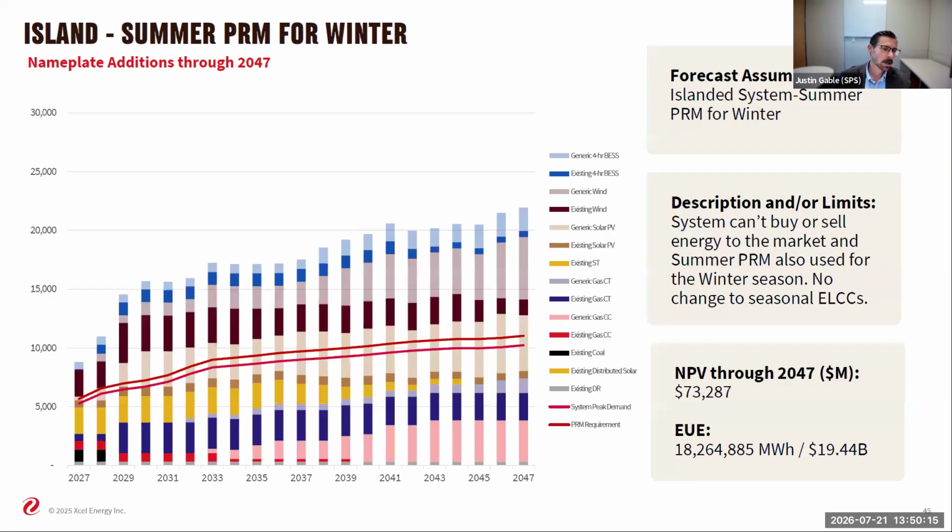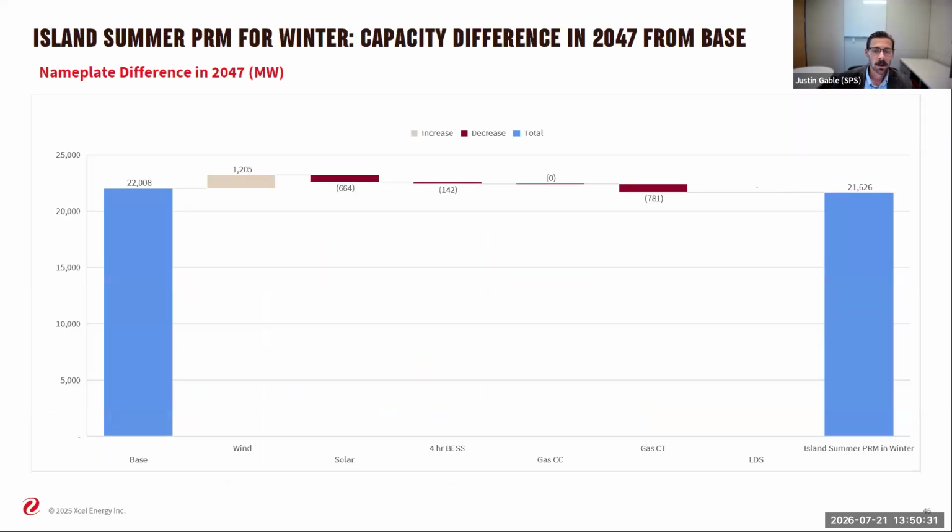So go to the next one, and we can see that there is a change in capacity build out. I'll let folks toggle back and forth between scenarios so they can see some incremental differences on the build outs throughout the years. But if you jump to slide 46, you can see the total capacity difference between our base scenario and our scenario where we are building for a summer PRM requirement during winter, but maintaining the winter ELCCs that we have.